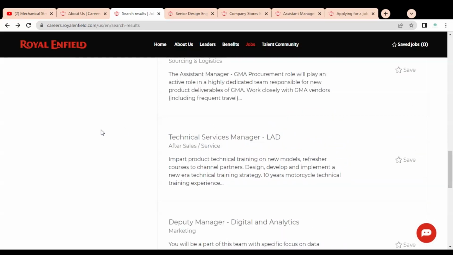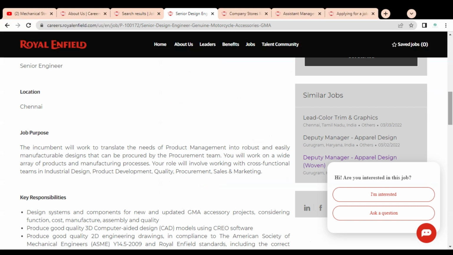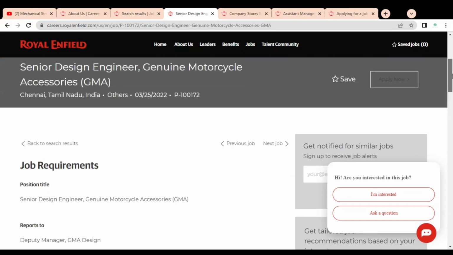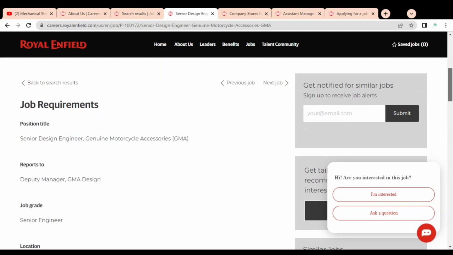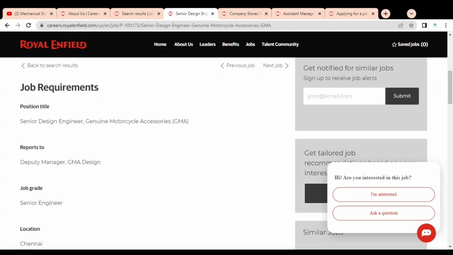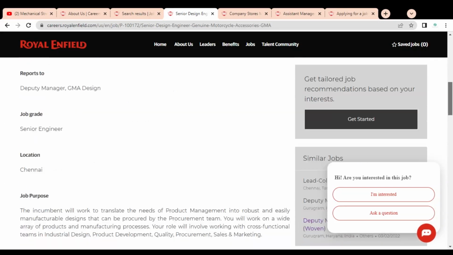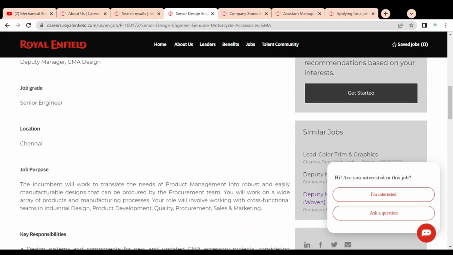So let's check the first job opportunity, that is senior design engineer for the GMA motorcycle accessories. So friends, it is for the Chennai, Tamil Nadu location, and you can see here you have to report to the deputy manager GMA design. Then you can see the grade is given as senior engineer, and the location is also given as Chennai.